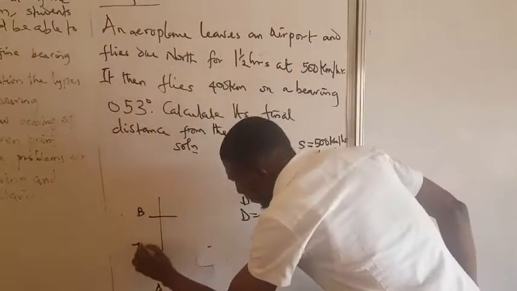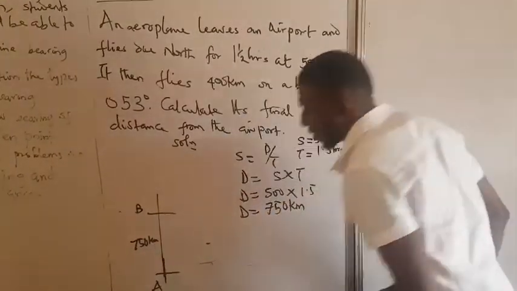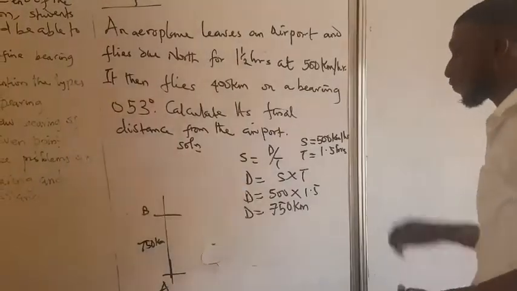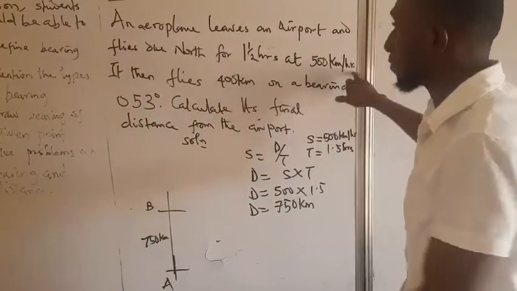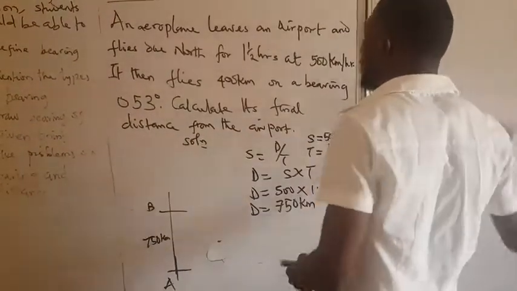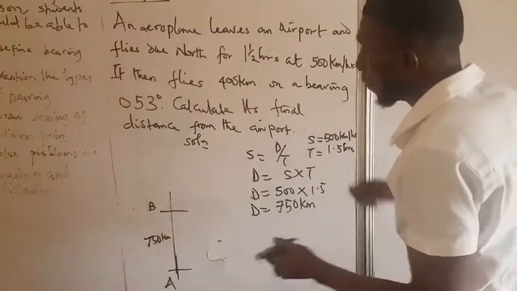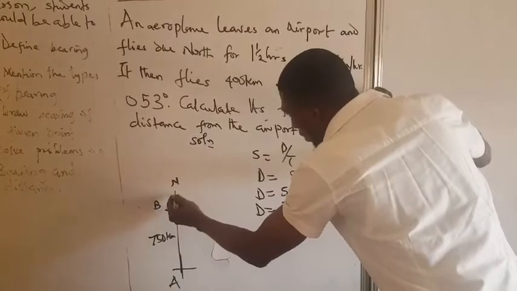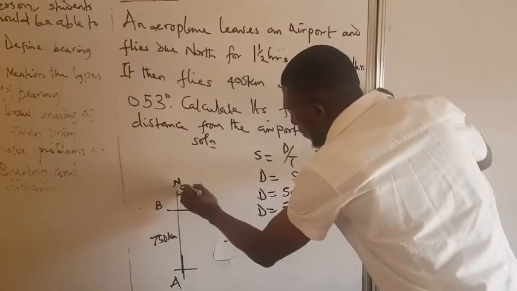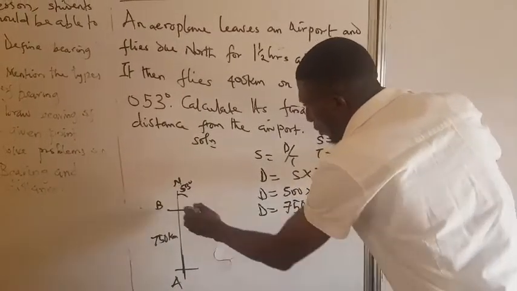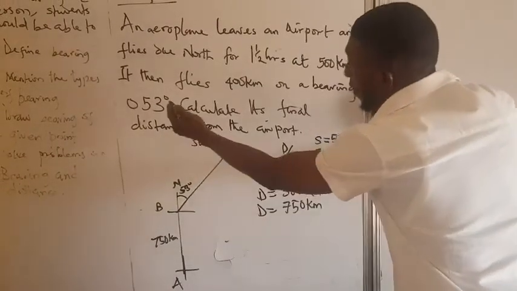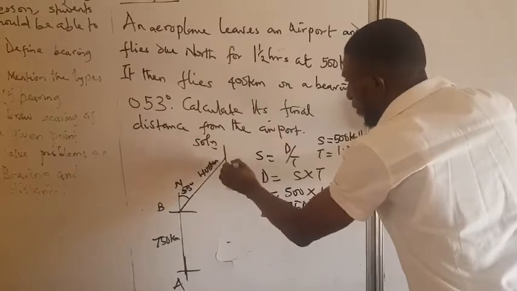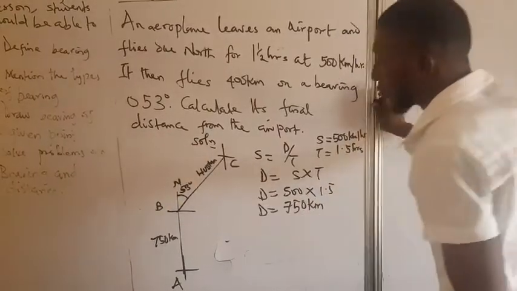From this point to this point, let's call this point B. It covers 750 kilometers. Then from that place, it flies 400 kilometers on a bearing of 53 degrees. This is north. We always measure from the north. Therefore, we say 53 degrees from the north, and it covers 400 kilometers to another point. Let's call this point C.